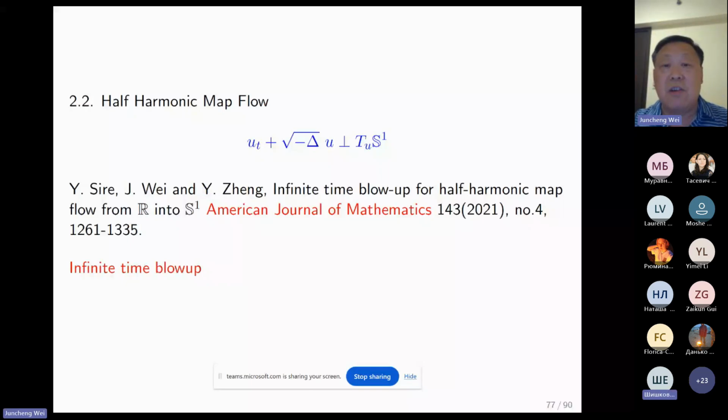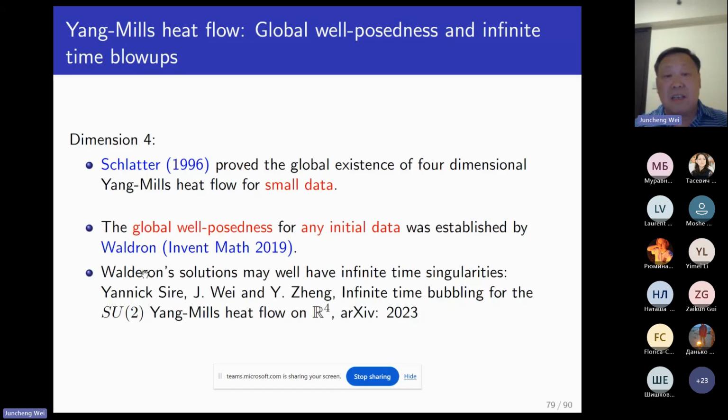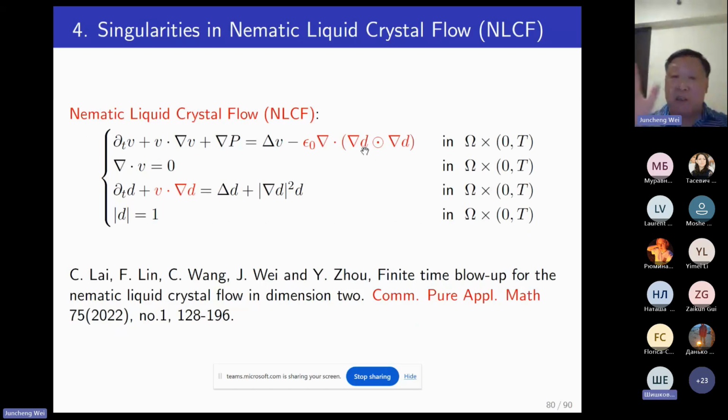Right? And you can also do Yang-Mills. Recently we also worked on the Yang-Mills flow. For the Yang-Mills, you have a gauge, it's more complicated, and Waldron proved that in dimension 4 you have global existence. But what we show, with Yannick, is that actually for this flow you have blowup at infinity. You don't have finite time blowup, but for the Yang-Mills you have blowup at infinity. So you have an infinite time blowup for the Yang-Mills. And all these are geometric flows.